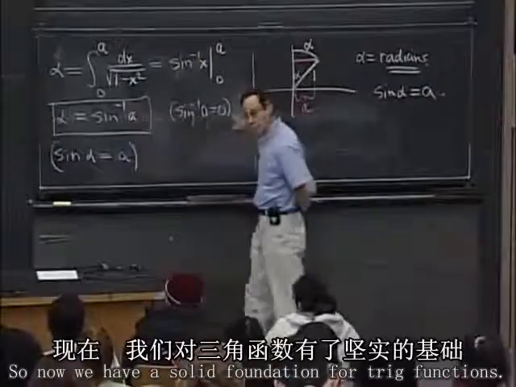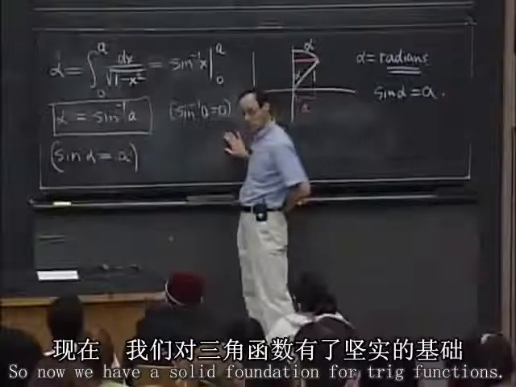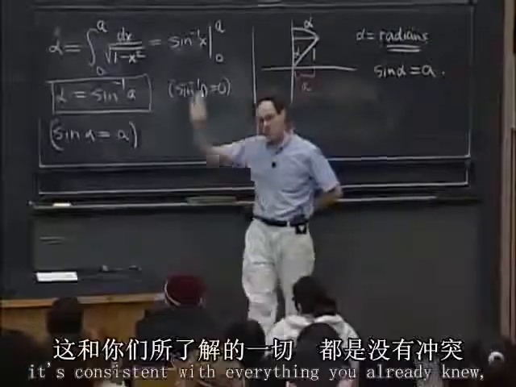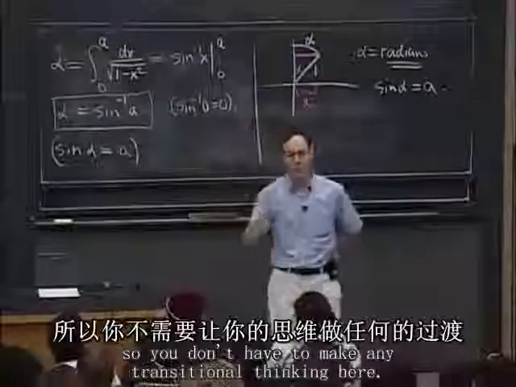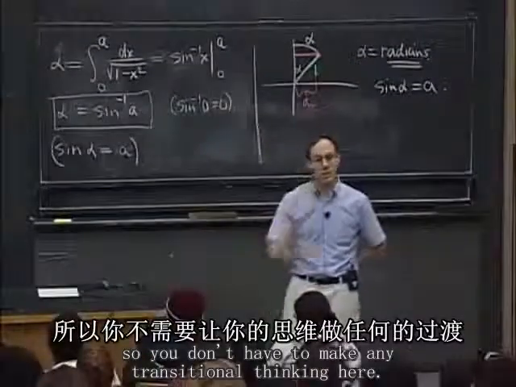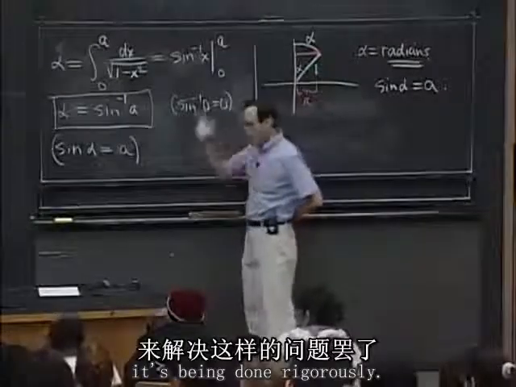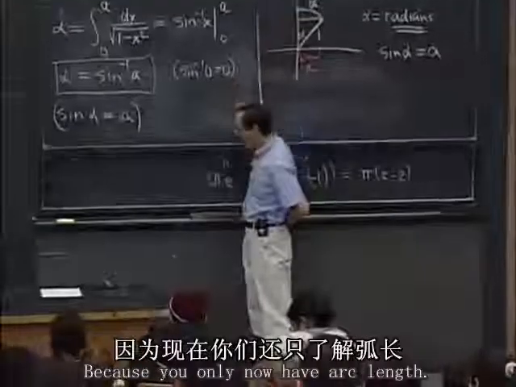So now we have a solid foundation for trig functions, and this is giving that connection. Of course, it's consistent with everything you already knew, so you don't have to make any transitional thinking here. It's just that this is the first time it's being done rigorously, because you only now have arc length.